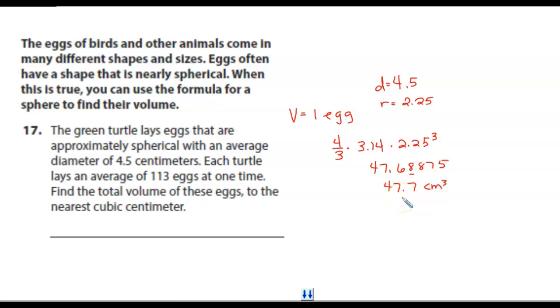That's for one egg. If I have 113 eggs, 113 of these, so I'm going to multiply 47 7/10 by 113, and that'll give me the total volume of all the eggs in that nest. And I got 5,390 and 1/10. So that means the total volume of all the eggs in the nest is 5,390 and 1/10 cubic centimeters.